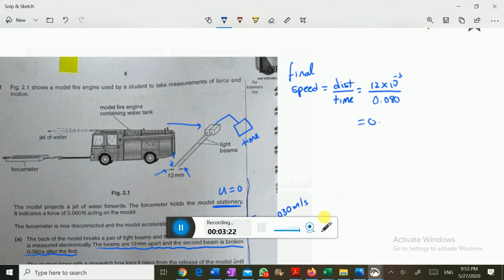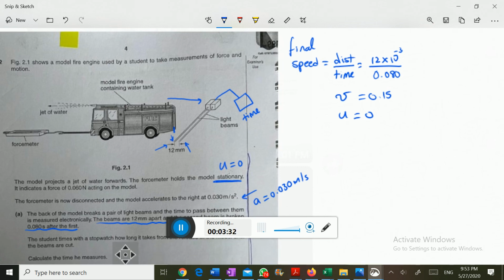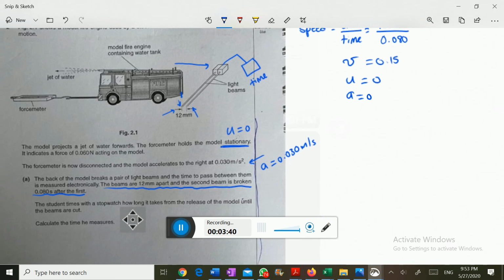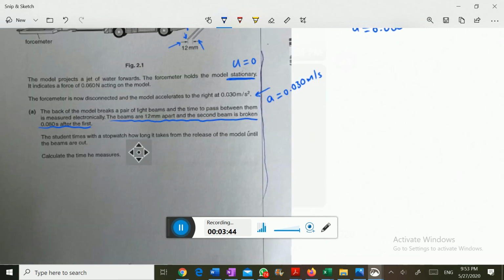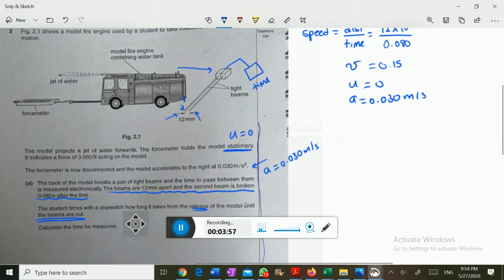This final velocity, I can find that, is 0.15. So the initial speed is 0. When it cuts the light beams, the speed will be 0.15. Acceleration is given as 0.030 meters per second squared. And we are asked to find what the student times with the stopwatch, how long it takes from release until it cuts the beams. Okay, until it cuts the beams.